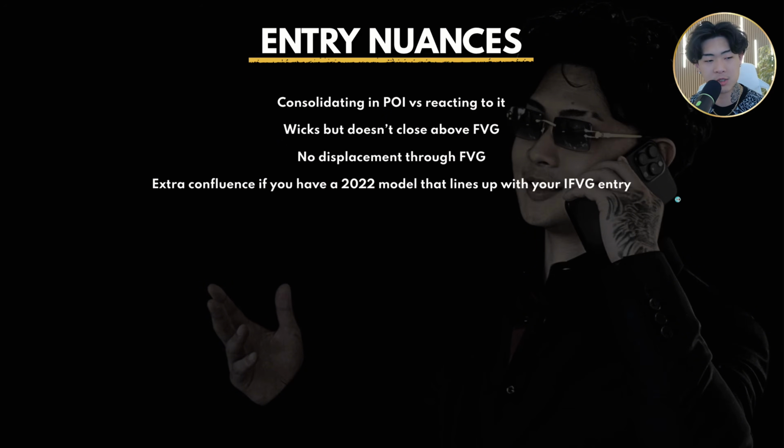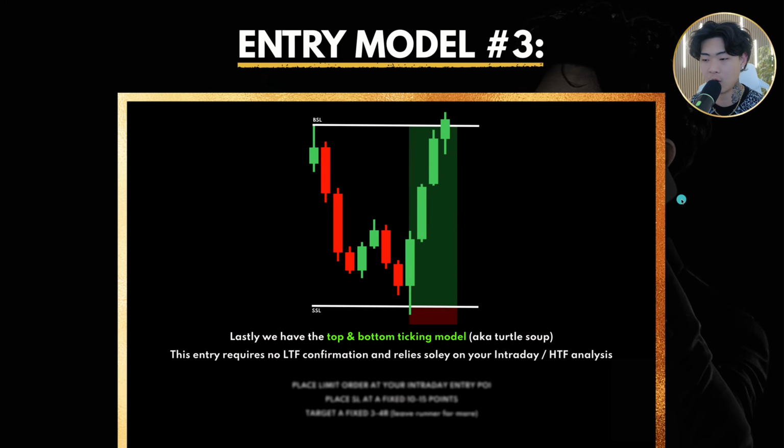And we'll be covering this one on the charts as well. And you're going to notice some interesting things when we do this. You're going to notice that pretty much every time we have an IFEG, most of the time we also have a 2022. But other than that, we're going to go over our third entry model, which is of course the top and bottom tick model, aka the turtle soup.